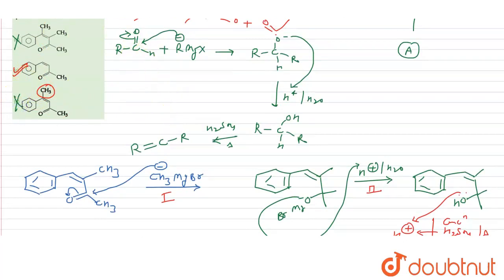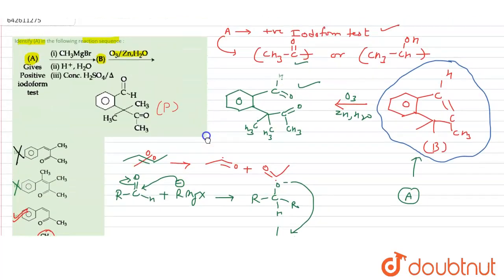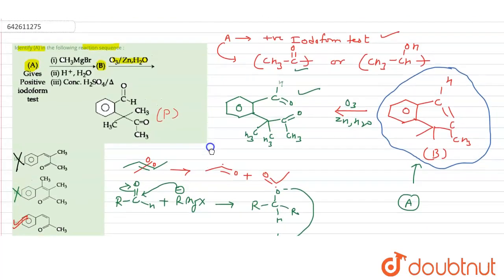That means we are left with the correct option, that is option C, and we can say that the compound in option C is our A compound. So hope this answered your question.